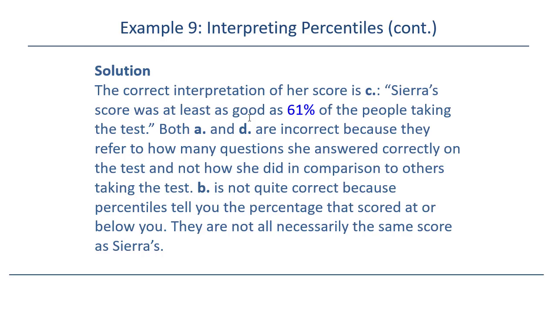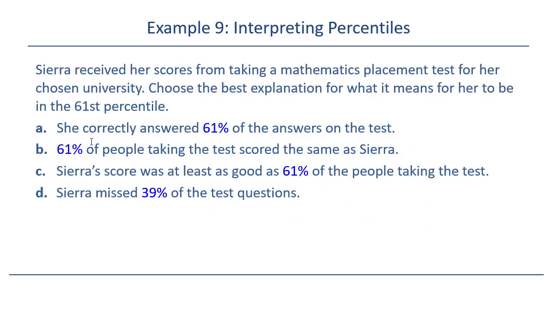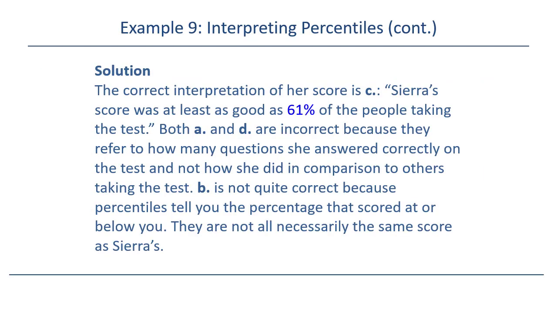And then B isn't quite correct either, because B was saying exactly 61% of the people taking the test scored the same. No, that doesn't mean that at all. Some could have been the same, but most likely a lot of them were less than, right? Otherwise you wouldn't have a normal distribution. You can't have 61% all getting one score. Okay?